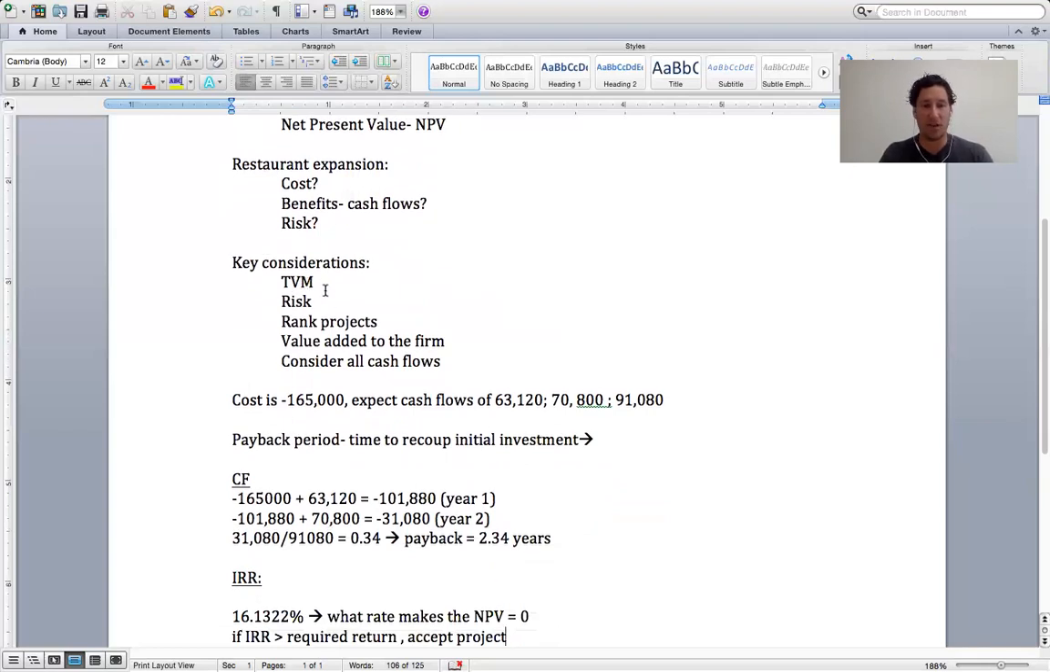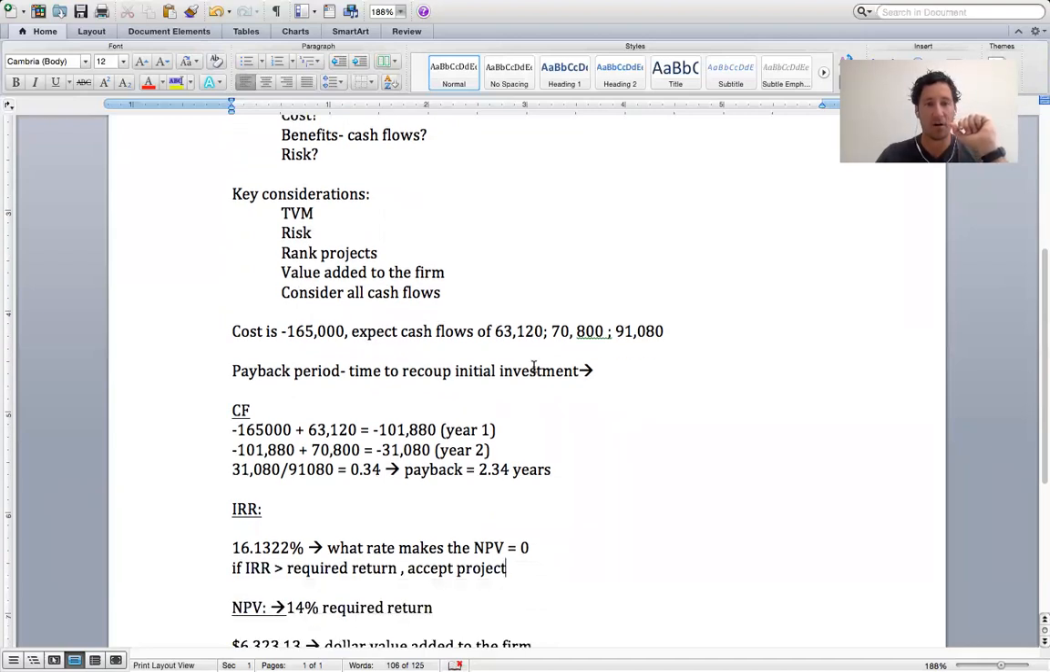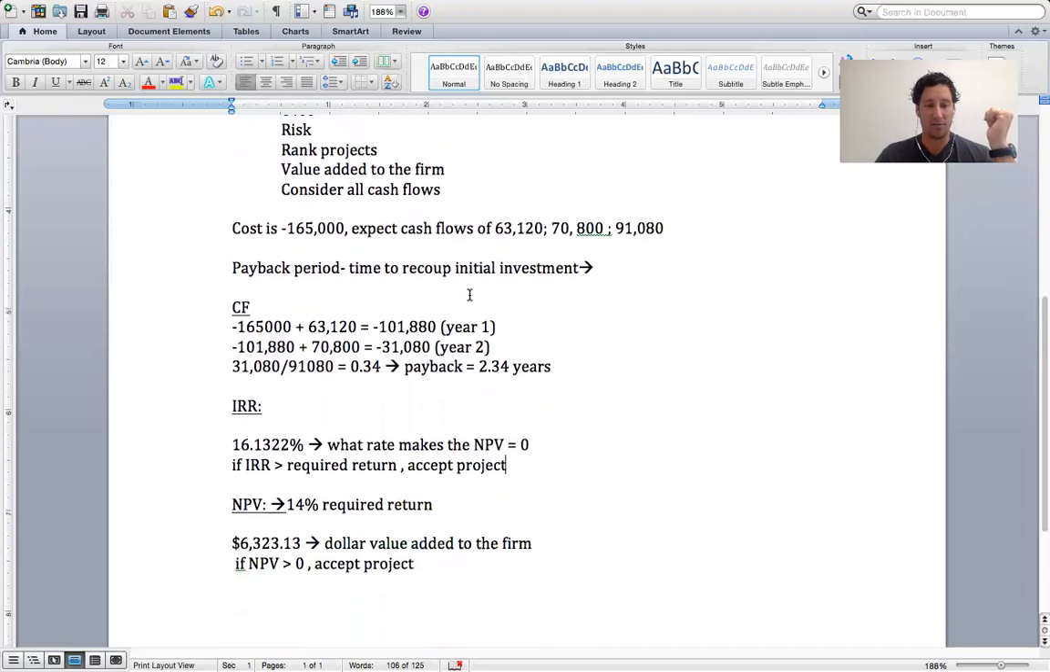They both have time value of money. They both have risk involved. Risk would be that our weighted average cost of capital, the way we solve that to figure out our required return. We've got beta in there and we've got all these risk measurements, figuring out that requirement. Value added to the firm, yes, both tell you that, just in different methods. One's in a percentage, one's in a dollar amount, and they consider all cash flows.